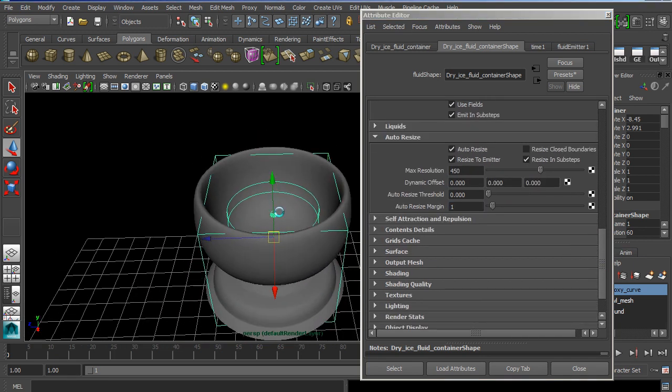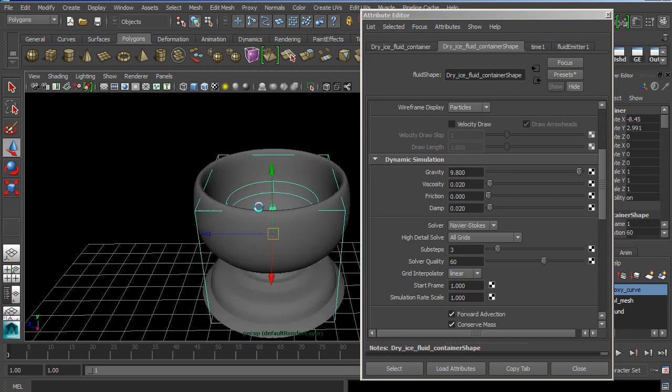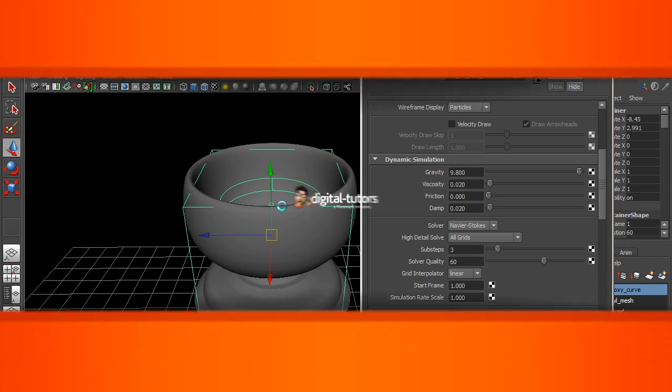Okay. So I guess these are all the necessary settings which we made to enhance and create the dry ice. We're going to have more settings for the density and the velocity in the next lessons. All right. So stay tuned.